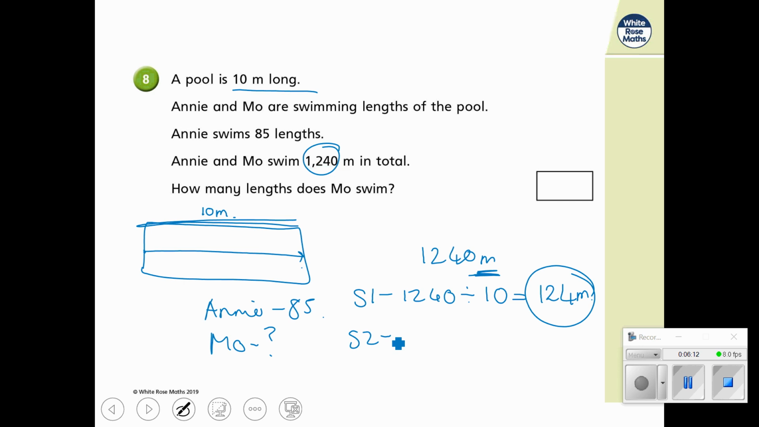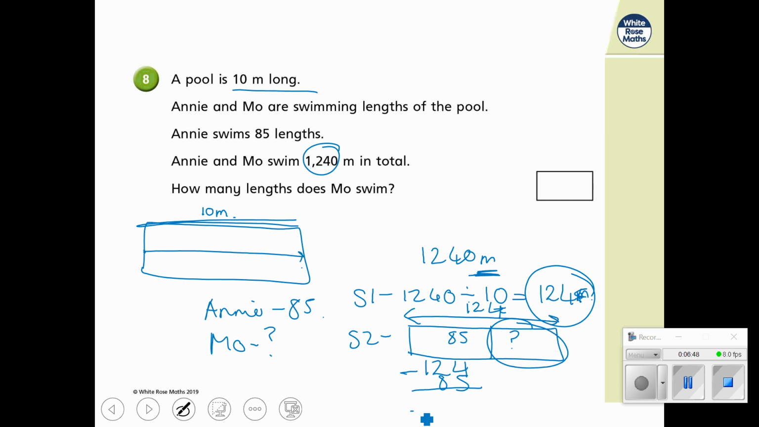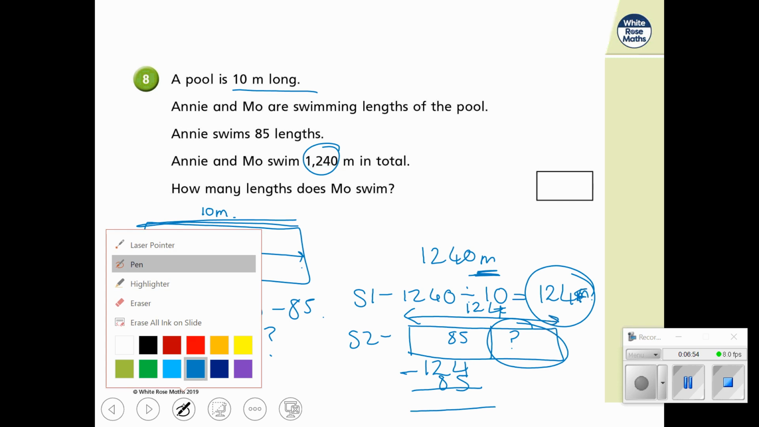I know that Annie, I'm going to draw a bar. I know that Annie swims 85 lengths. We don't know what Mo swims, but we know altogether they swim 124 lengths. Okay, so all I need to do to find out what Mo swims is a quick calculation: 124 subtract 85. Some of you will be able to do this in your head by counting up, but I'm using column subtraction to help me out here.